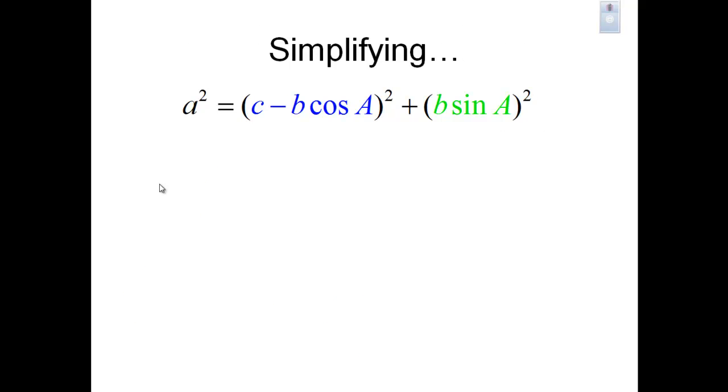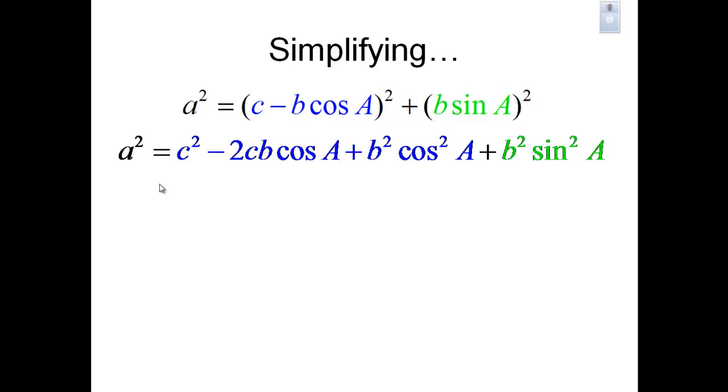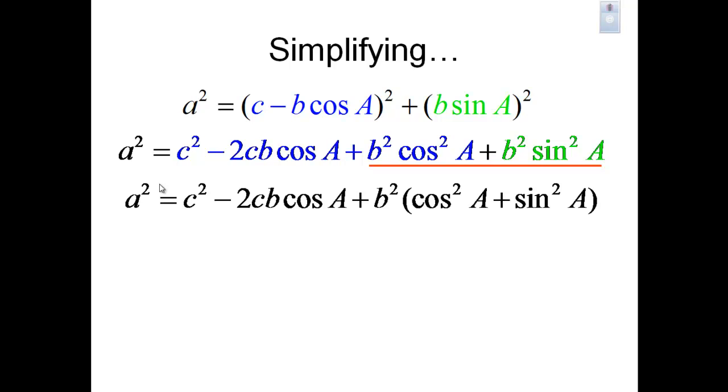So if I put this together and simplify it a little bit further, the first thing I'd probably do is square out the quantities. So we'd have a squared equals c squared minus 2cb cosine A plus b squared cosine squared A plus b squared sine squared A. You can see something special going on over here, don't you? If we factor out a b squared, we should have an identity. And in fact, we do. We have cosine squared A plus sine squared A. We know that's 1. Great, that's one less thing we need to worry about.